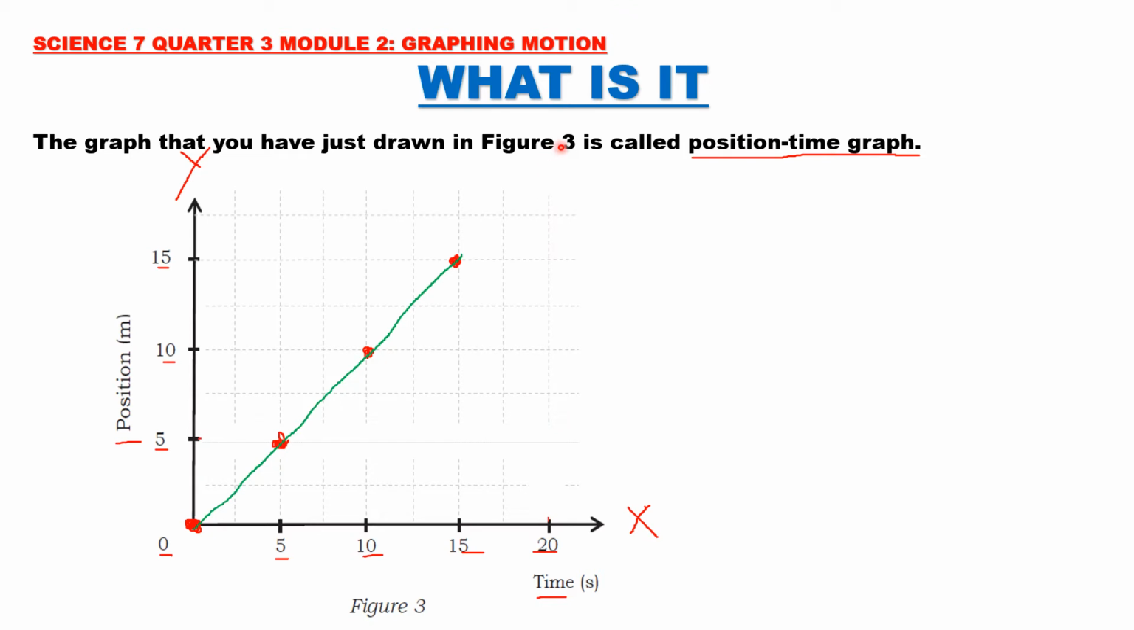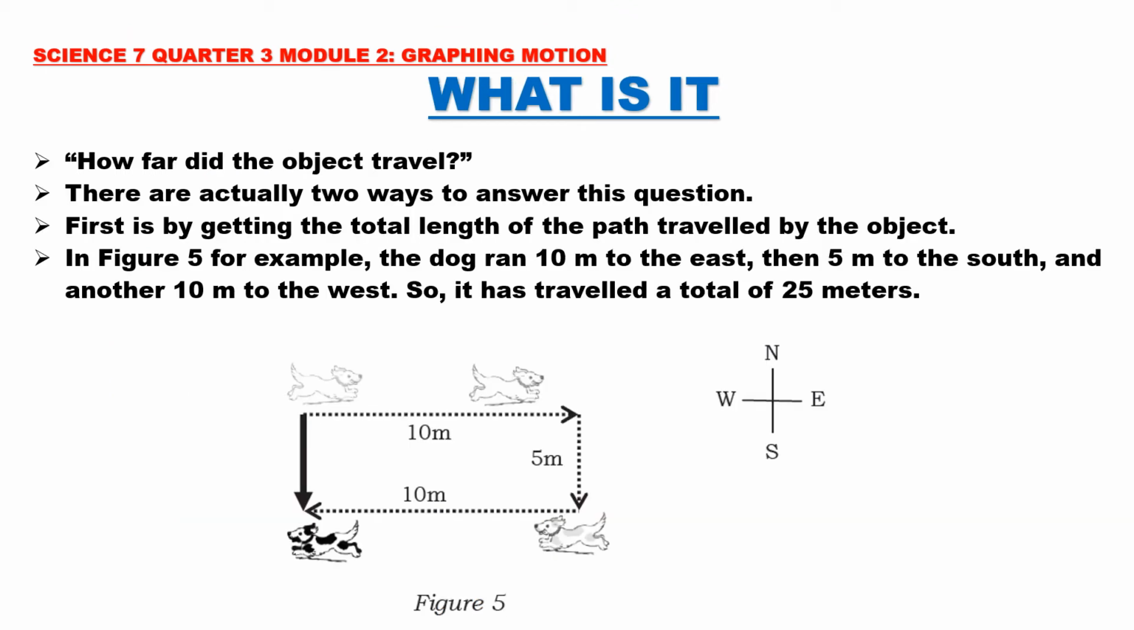So with the help of position time graphs, we are able to make a prediction kung ano ang mangyayari sa movement or sa motion ng object natin. So that's it about position time graph. So let's move to the next. So how far did the object travel? So there are actually two ways to answer this question. First is by getting the total length of the path traveled by the object.